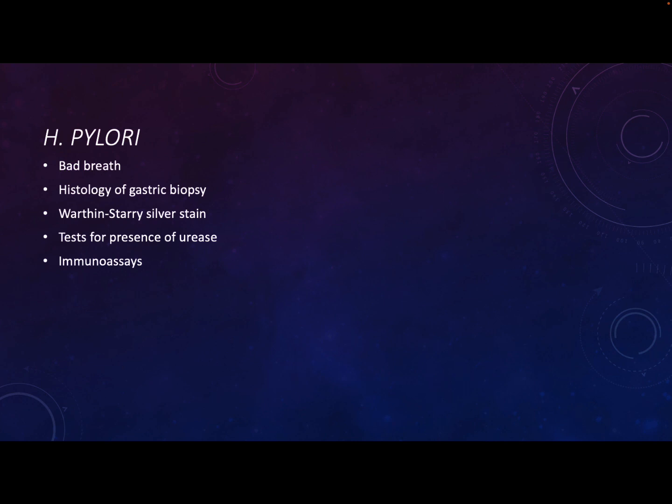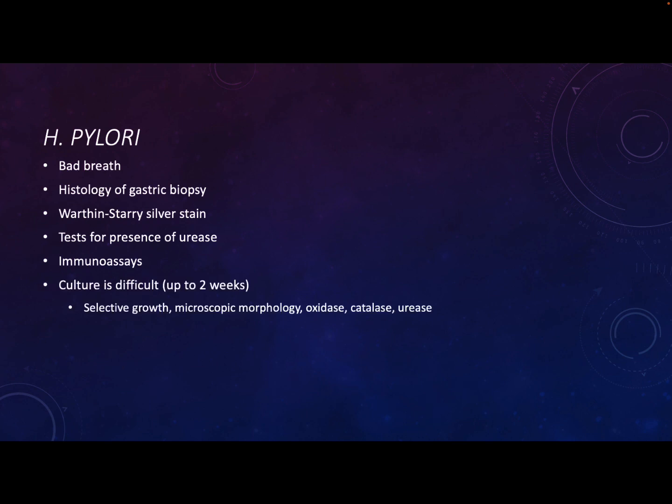You could do histology of a gastric biopsy. There's a particular stain you can do because these are so small. This type of silver stain can highlight these really tiny little organisms. Test for the presence of urease, and of course do immunoassays. Culture is difficult because they do grow relatively slowly compared to some other bacterium. They have selective growth requirements, so you can try to generate the appropriate media. If you have a patient that has a peptic ulcer and you really want to try to culture, you can make the media appropriate for culturing Helicobacter. You can look at them under the microscope, and then of course oxidase, catalase, and urease tests are all going to be positive.